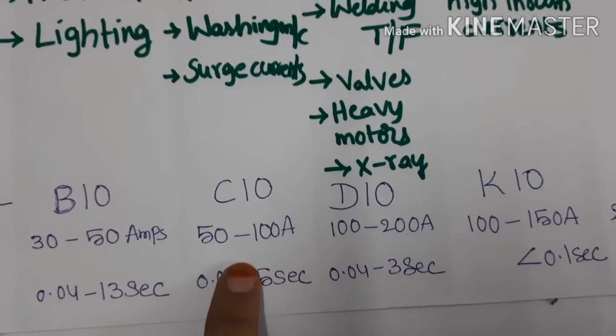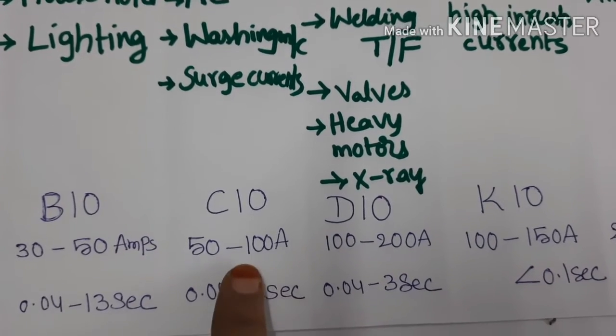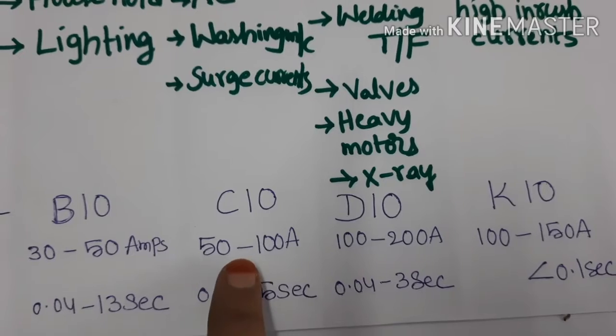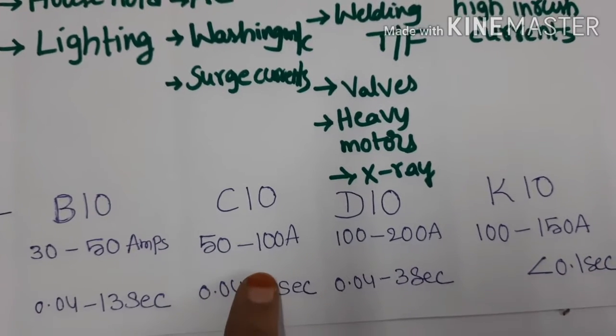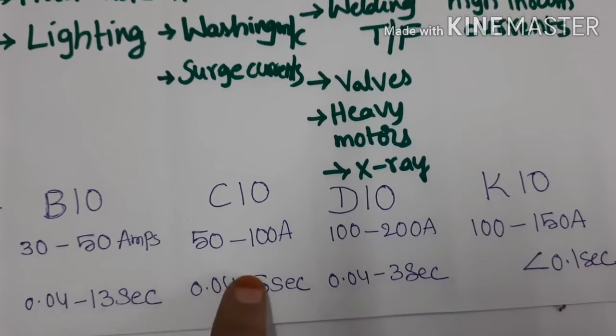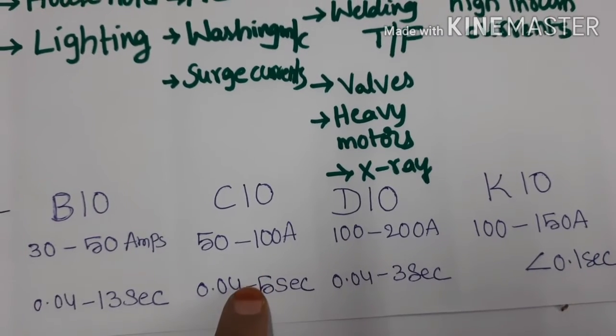This is used for small rating induction motors where the starting current is less than 50 amps. Also in our houses we will use this for AC and washing machine applications.